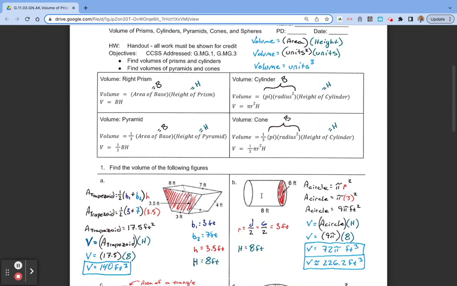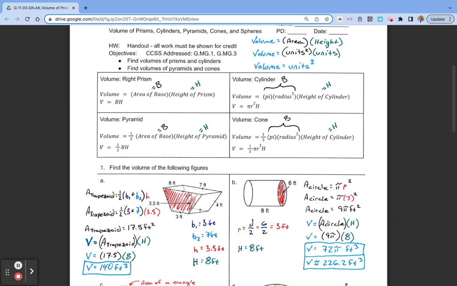So here we have example 1b. We can see that we have our base right here, and we're given the diameter of 6. So we want to change that to a radius. Radius is equal to diameter divided by 2. 6 divided by 2 is equal to 3 feet. So the radius is 3 feet. The area of this circle is pi times radius squared, or pi times 3 squared. So the area of the circle is 9 pi feet squared.